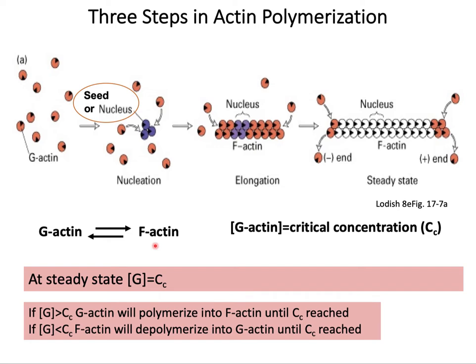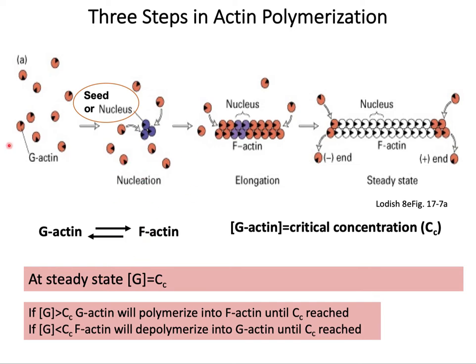If the actual concentration of G-actin is greater than the critical concentration, G-actin will polymerize into F-actin until the critical concentration is reached. So if the concentration of monomer is greater than the critical concentration, it will drive the reaction, in this case, from left to right to form filamentous actin from the monomers. On the other hand, if the G-actin concentration is less than the critical concentration, then the reaction will be driven in the opposite direction. F-actin will become depolymerized to G-actin.